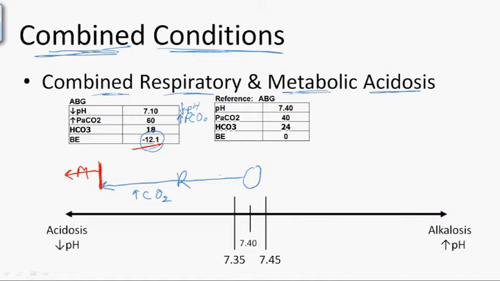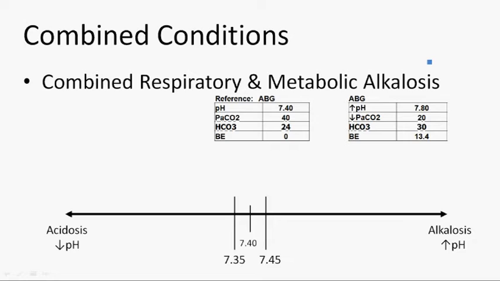So you can see here I've got the respiratory component and the metabolic component combining to give me a respiratory and metabolic acidosis. Now this large base excess and a low bicarbonate tells me that my metabolic component is large and my respiratory component is also large. So it's a combined respiratory and metabolic acidosis.